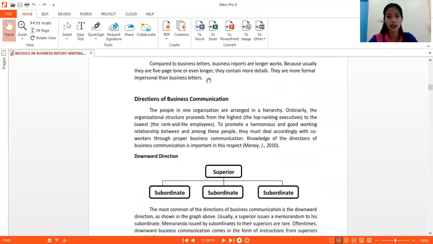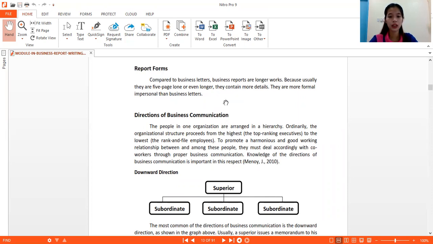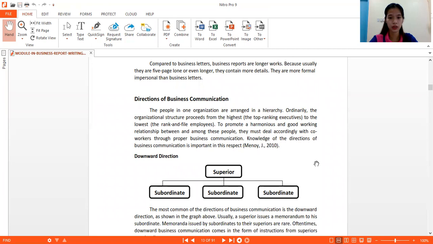So let us have the directions of business communication. So in an organization, the people there are arranged in a hierarchy. So if you are familiar or if you have seen an organizational chart, then you can see the hierarchy of the organization, the people in an organization, from the highest top rank to the lowest.